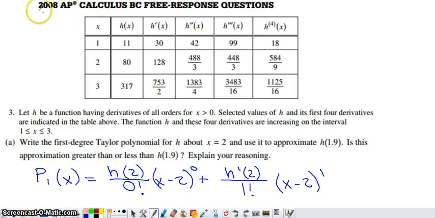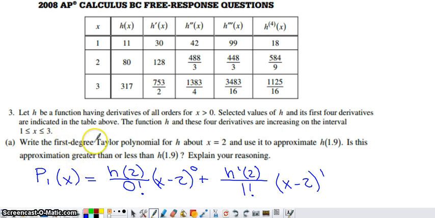Here's a question from the 2008 BC exam. This was actually a calculator question, and what they wanted you to do is use this table of values for a function h and a bunch of the derivatives of h to do some work with series. So this is another question that involves series here.